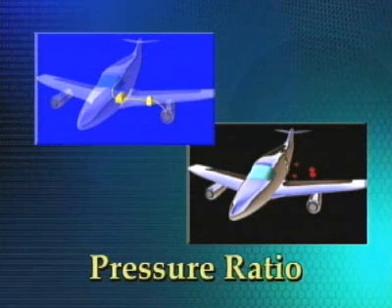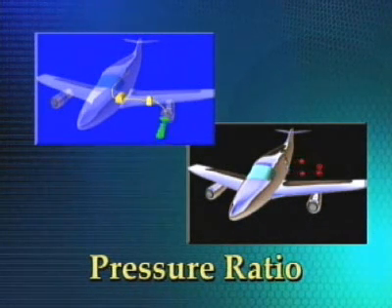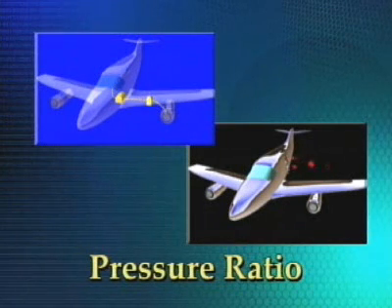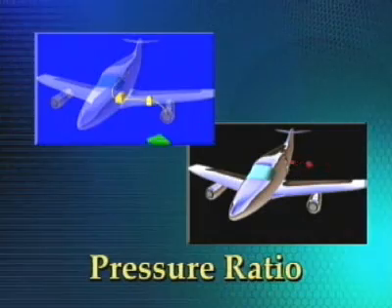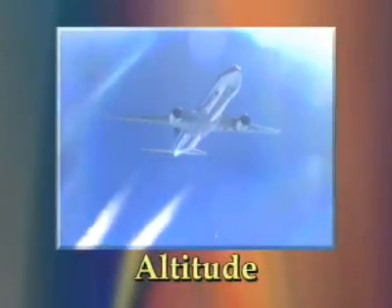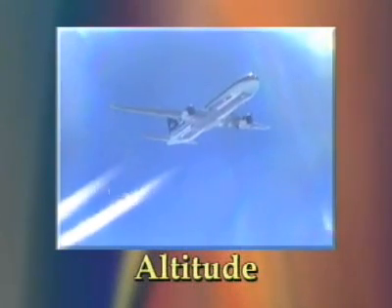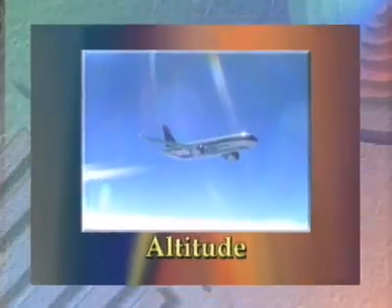Pressure ratio. When cabin pressurization is lost, aircraft compressors will continue to operate. The rate at which the compressed air comes in dictates how fast pressure is lost. Altitude. The greater the altitude when the decompression occurs, the more severe the physiological effects.